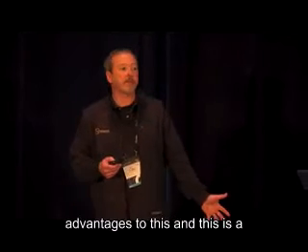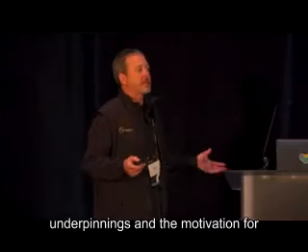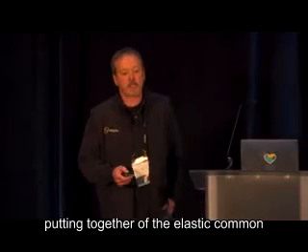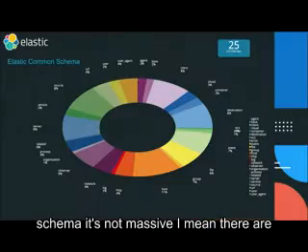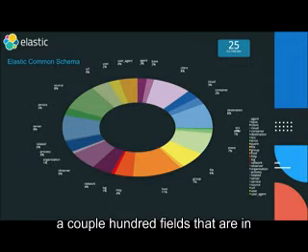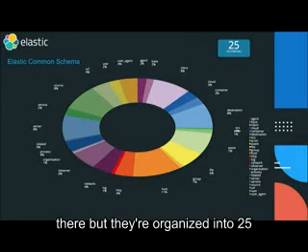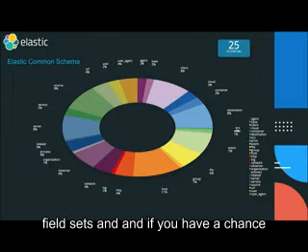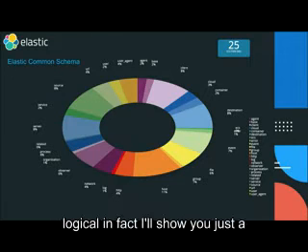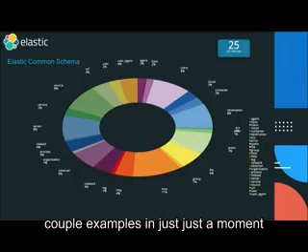So there really are a lot of advantages to this, and these are the underpinnings and the motivation for putting together the Elastic Common Schema. It's not massive. There are a couple hundred fields in there, but they're organized into 25 field sets. If you have a chance to look at these, it's actually quite logical. In fact, I'll show you just a couple examples in just a moment.